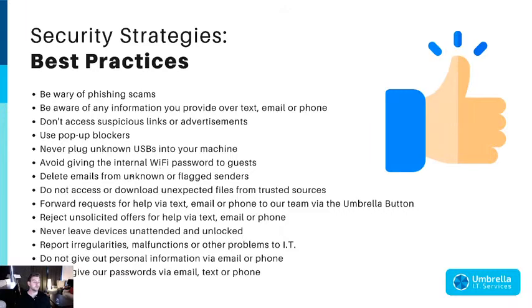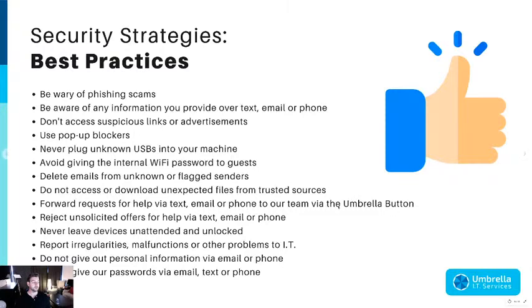That's very important. Make sure you're deleting emails from unknown or flagged senders. A lot of things in Microsoft 365 and G Suite now will actually tell you this is a suspicious email, and it'll get rid of it. Do not access or download unexpected files from trusted sources. Make sure you're forwarding requests for help via text, email, or phone to your team.